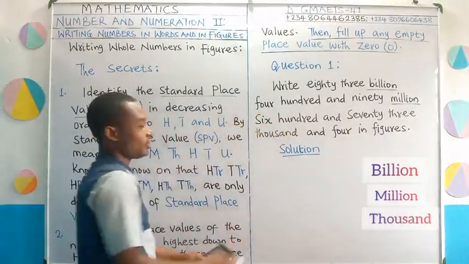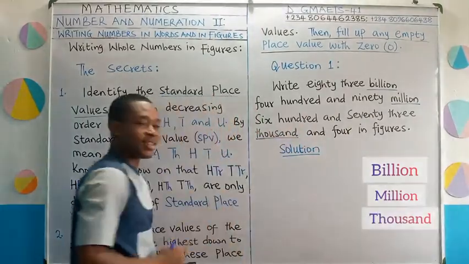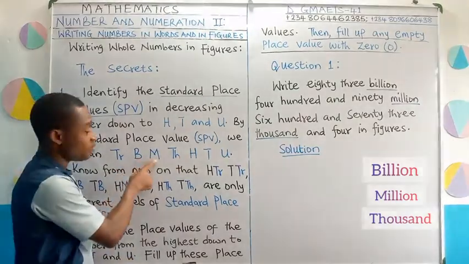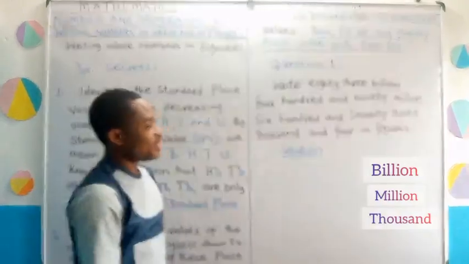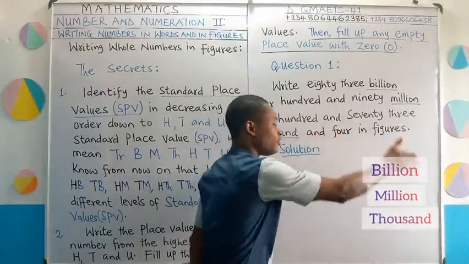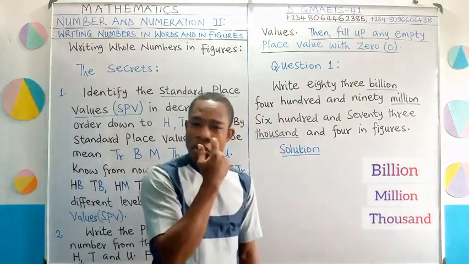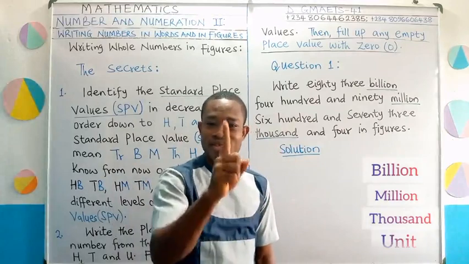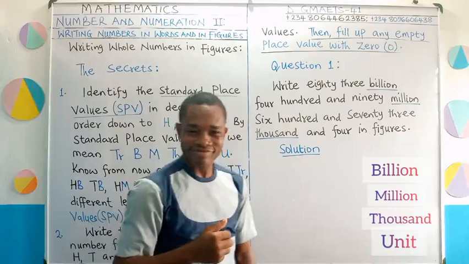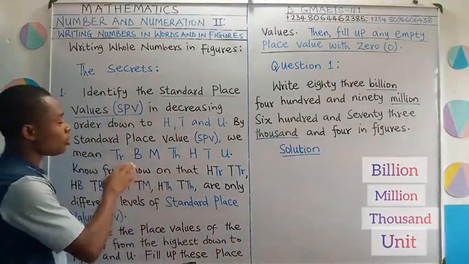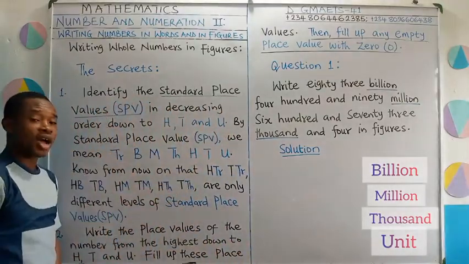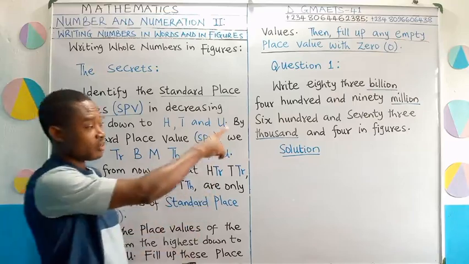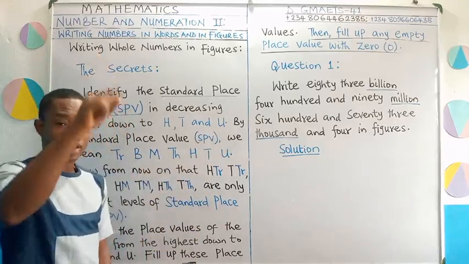673,000. Good. So another standard place value is 1,000. You can see them here. So we have billion there, we have million there, we have 1,000. And then you see that this ends with what? And 4. So if I just give you the number 4, you can write it. It's just a 1-digit number, right? Now that we've identified all the standard place values, the next thing we have to do is to write the place values of this number, starting from the highest down to unit.